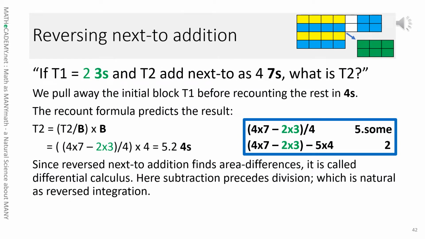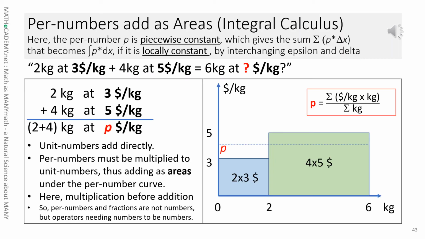Reversing next to addition. If T1 as 2 3s, together with T2 add next to, as 4 7s, then what is T2? We pull away the initial block T1 before recounting the rest in 4s. The recount formula predicts the result. So we pull away the 2 3s from the 4 7s before recounting in 4s. Since reversed next to addition finds area differences, it is called differential calculus. Here subtraction precedes division, which is natural as reversed integration. Paranumbers add as areas, called integral calculus.